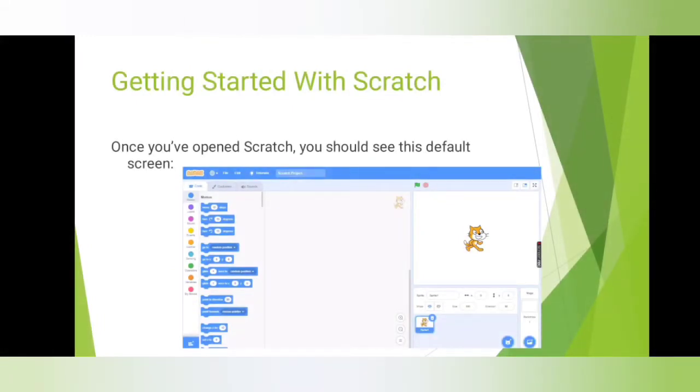So let us start with some components of a Scratch window. Students, once you have opened Scratch, you should see this default screen. So first we talk about Sprite. Sprite is a small graphic character that performs action in a Scratch project. Cat is the default sprite in Scratch.